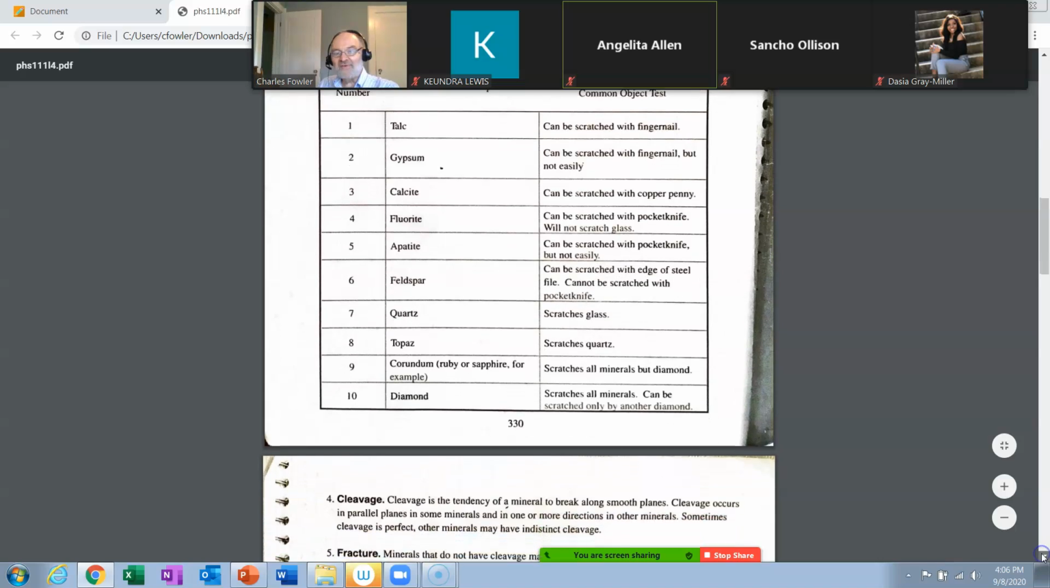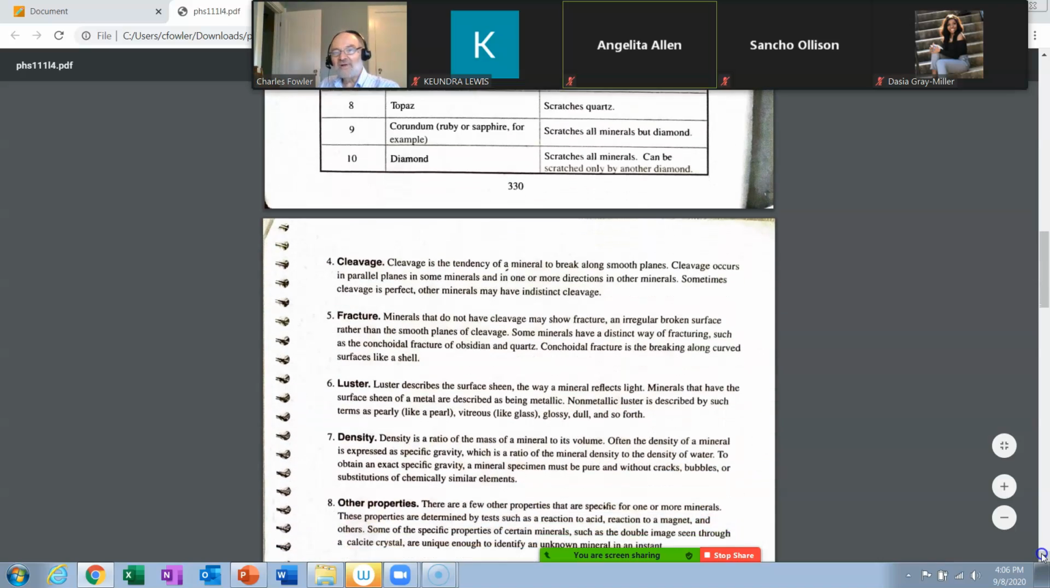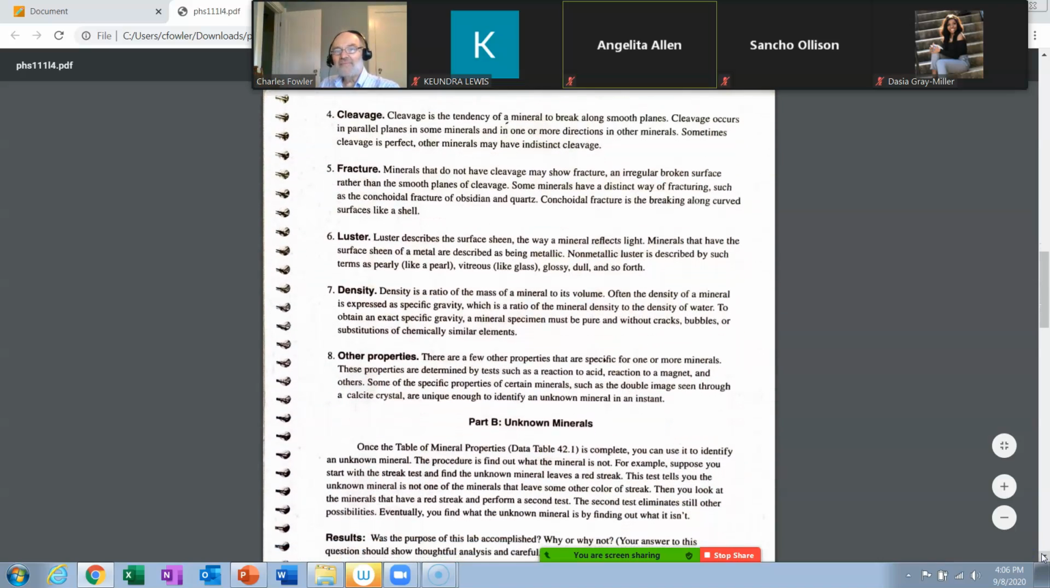Then we have cleavage, and cleavage and fracture basically go together. Cleavage is a tendency of a mineral to break along smooth planes. Anytime you see these minerals, those nice, pretty, smooth planes, that's because it cleaves well. Cleavage occurs in parallel planes in some minerals and in one or more directions in other minerals. Sometimes the cleavage is perfect, and other minerals may have indistinct cleavage. You can't quite tell where it is.